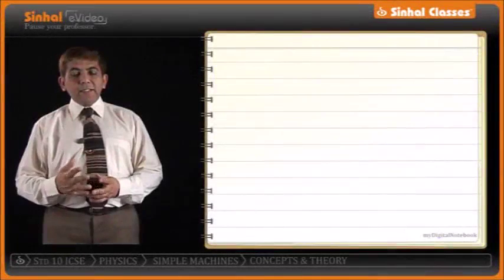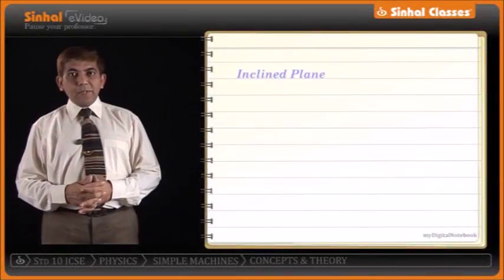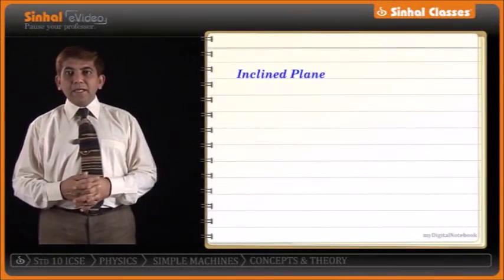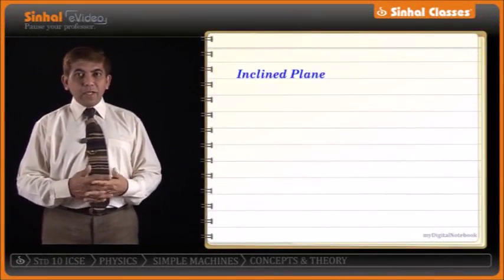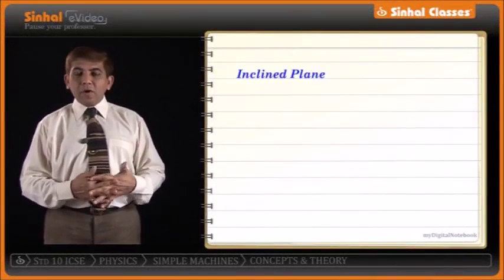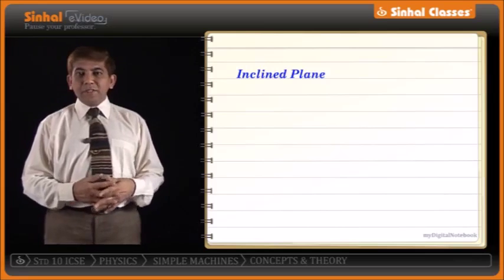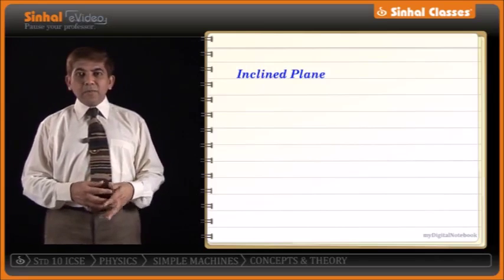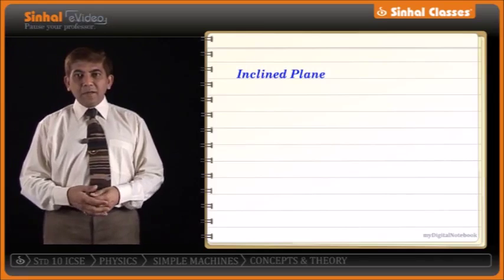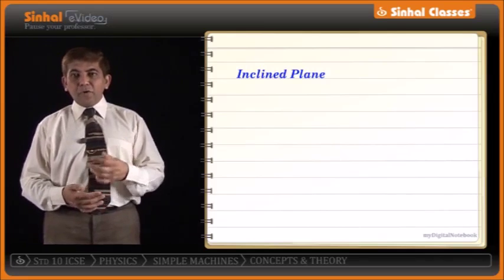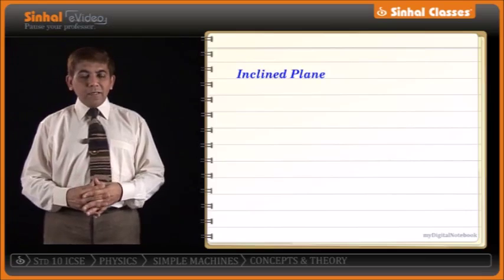Let's consider the third type of machine, that is an inclined plane. What exactly is an inclined plane? Well, today's generation is all hip, all into the Western culture. You must have gone to various shopping malls and you must have seen a fashion parade. Do you know how the fashion parade is conducted? You have a ramp walk or a catwalk that is being done.